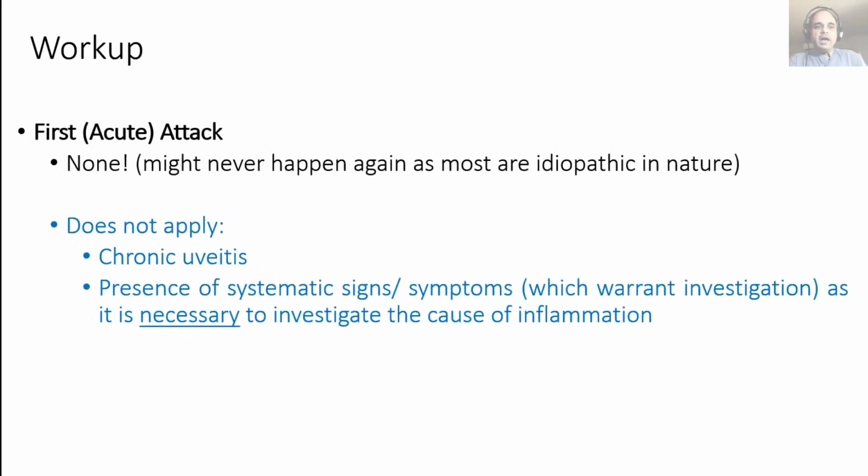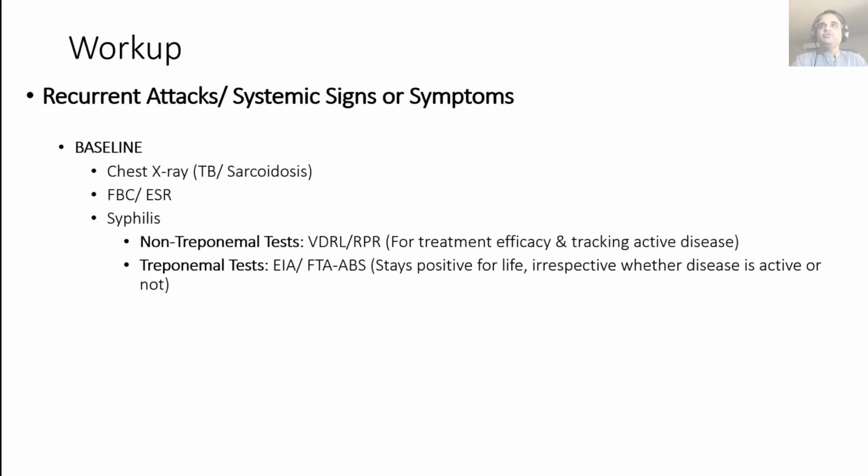So once you have taken a history and you want to do some workup, how do we go about it? If this is the patient's first attack and you've taken a good history and you can't come up with any evidence of systemic association, don't get any workup done. You're spending patients' money and time on something that might never happen again. As most of the diagnosis is idiopathic, let's not get anything done. But if the patient is presenting with a chronic uveitis or it has systemic signs or symptoms, you can refer to the table that we did before and pick and choose what sort of investigations to do.